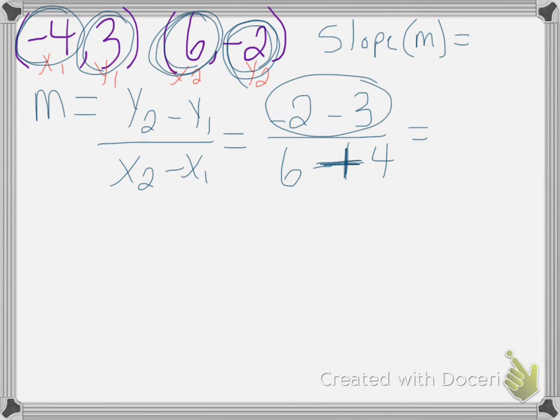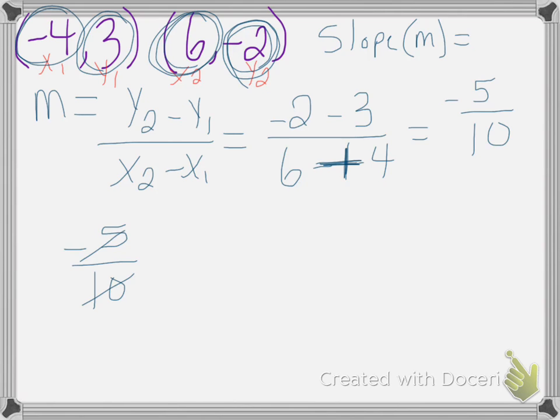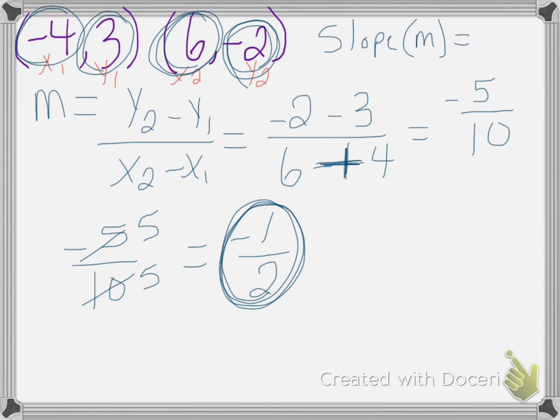Now, right here, -2 minus 3 is -5. 6 plus 4, 10. Can we reduce it? Yes. -5 over 10, reduce each one by 5, which equals -1 over 2. This is your slope. We need this. This is your m. We'll use this on the next slide.